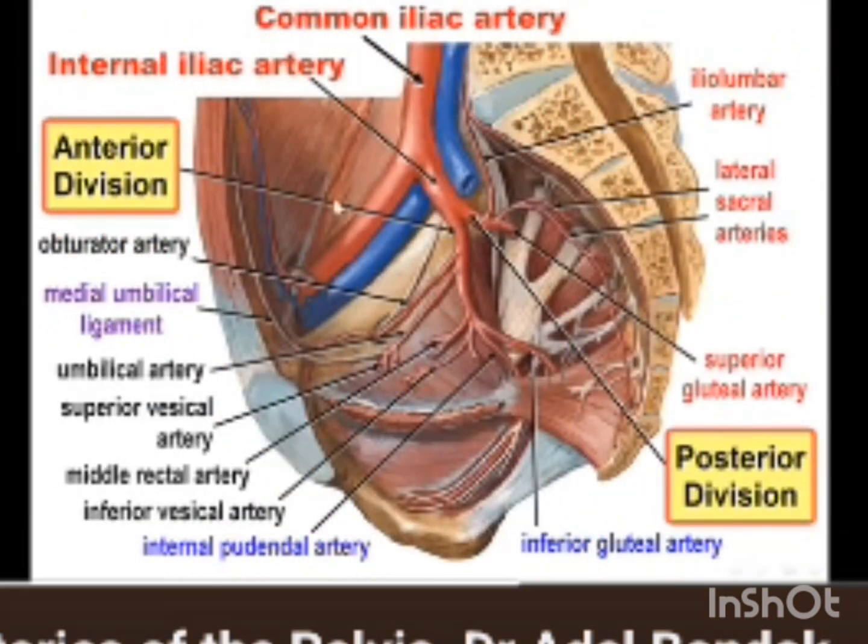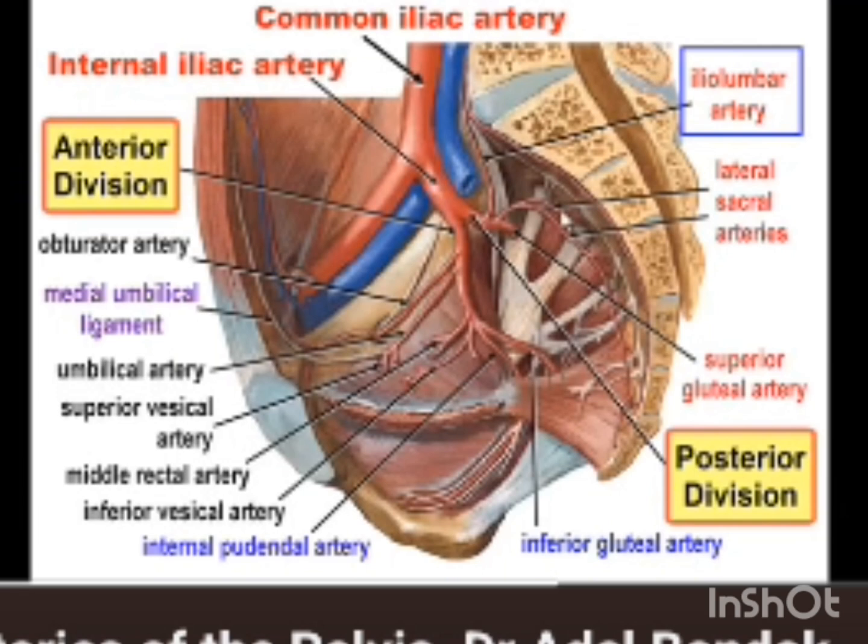Again, this is the internal iliac artery, one of the two terminal branches of the common iliac artery. It divides into posterior division and anterior division. This is the posterior division. It gives three branches. The first one, iliolumbar artery, divides into iliac branch and lumbar branch.